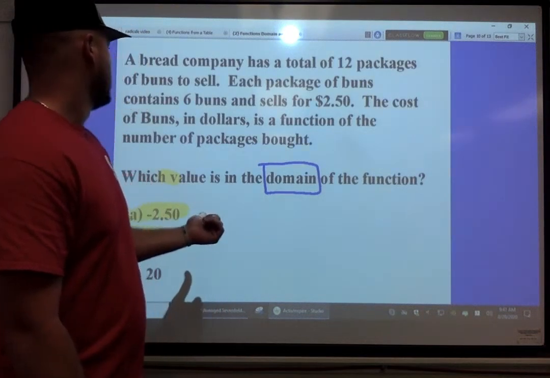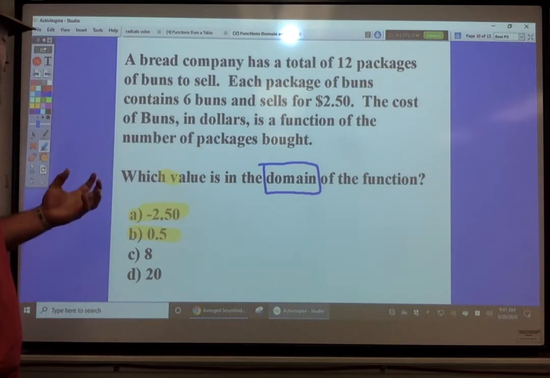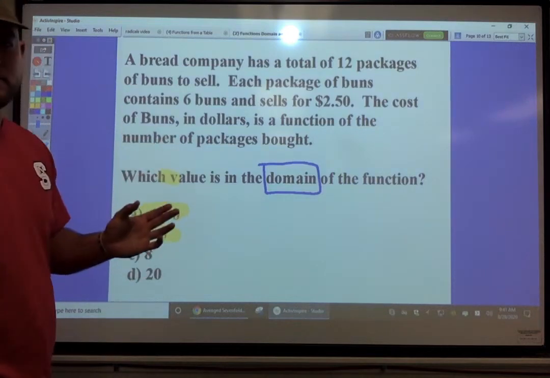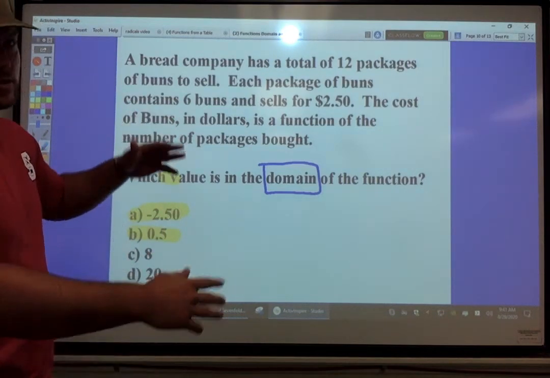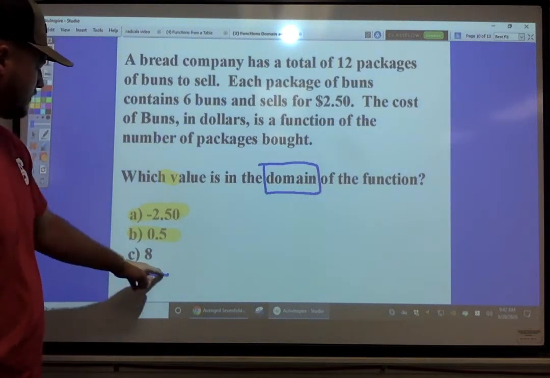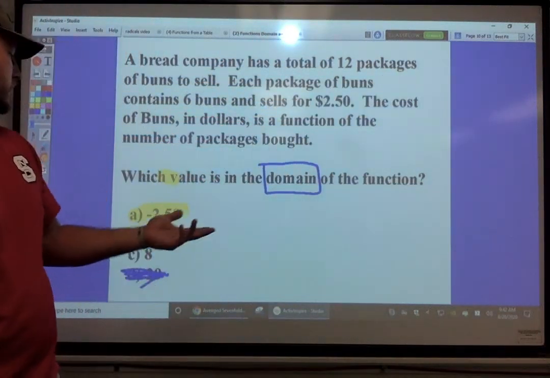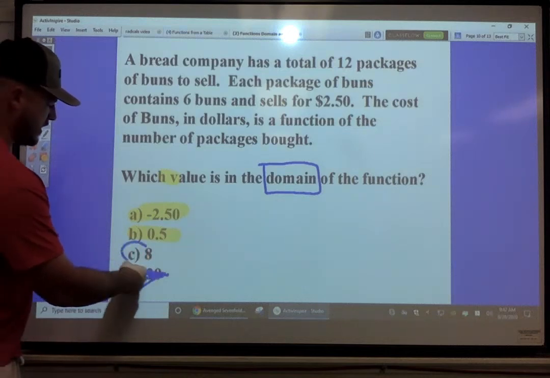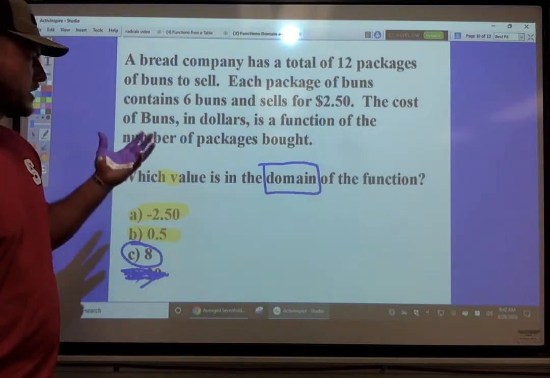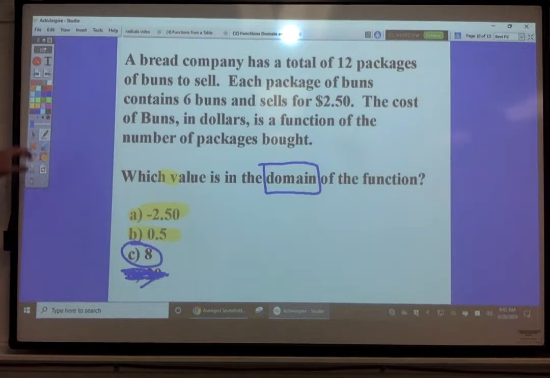So now 8. Can you sell 8? Well, it says it has a total of 12 packages. So, 8, yeah, that's in the interval between none and 12. And then 20, we only have 12 packages. So we can't sell 20, we only have 12, right? So our value that is included in the domain of the function would be 8. We could sell 8 for $2.50 a package, right? Awesome job.